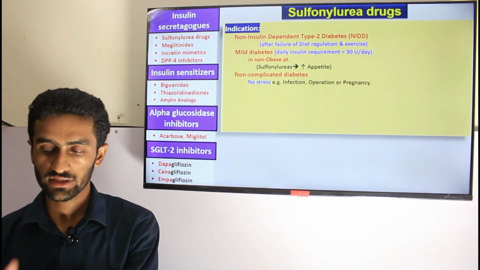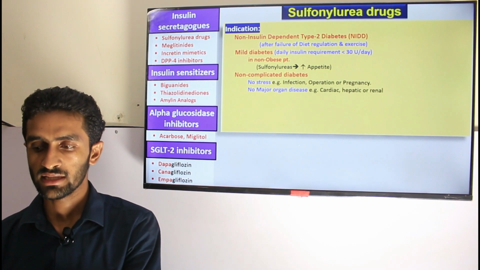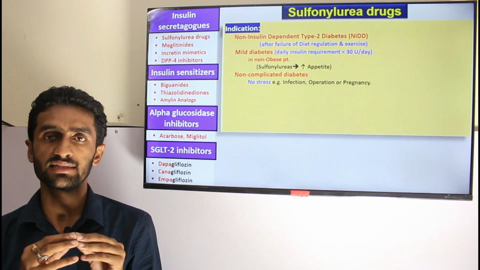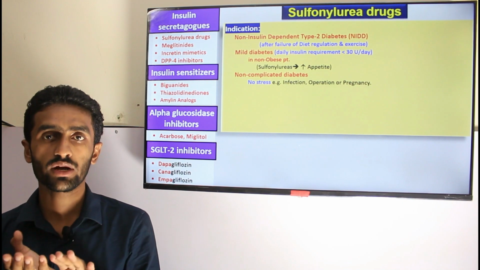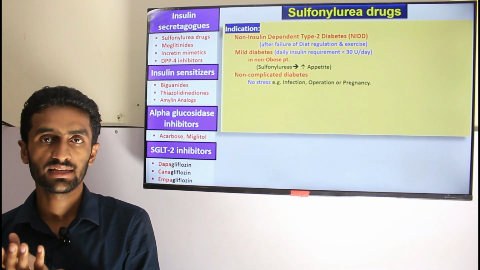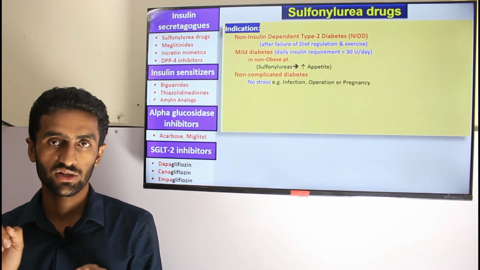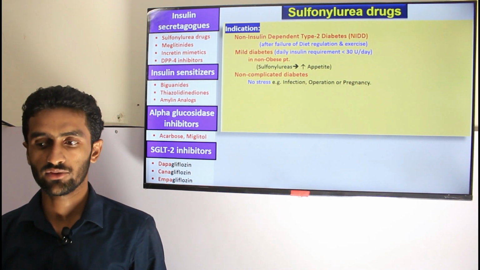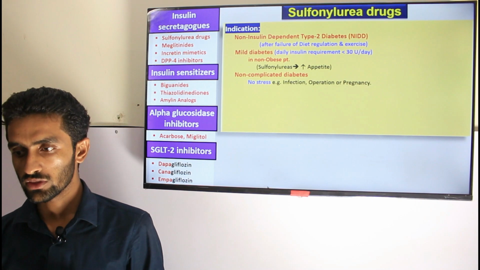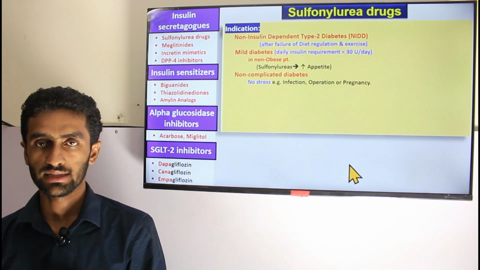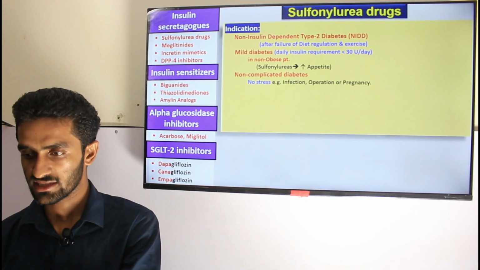If there is no stress, no major organ disease. Why no stress? Because when there is stress, what will happen? Your body increases the glucocorticoid production. So glucocorticoid competes with the insulin action. Okay. So in the stress condition, you should choose the insulin instead of the sulfonylurea. Okay. Stress like infection or operation or pregnancy. So these are contraindicated in the stress situation.